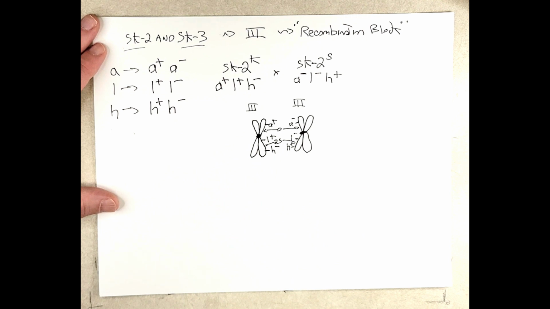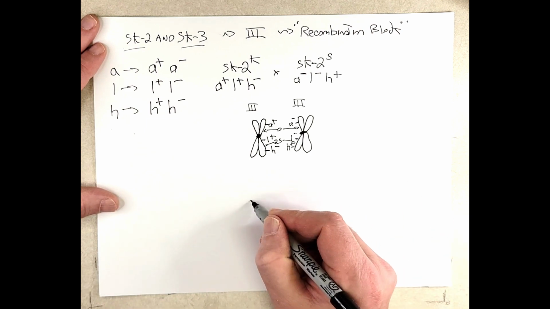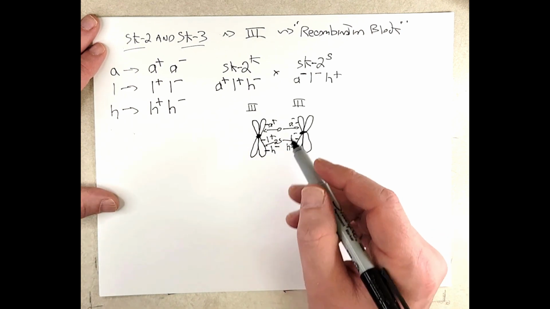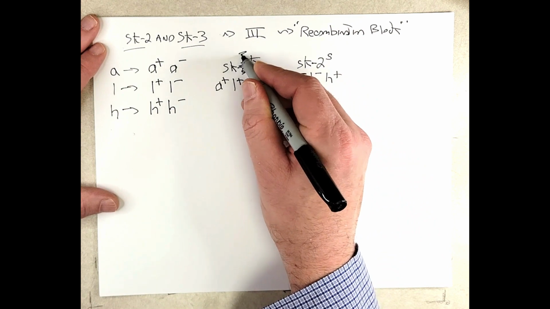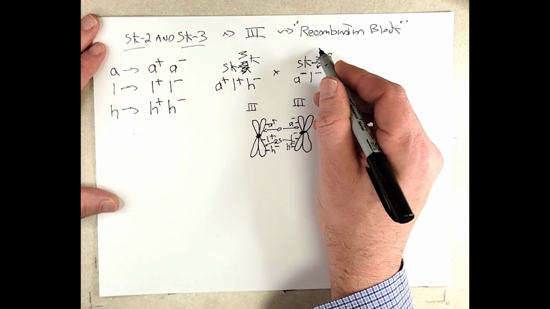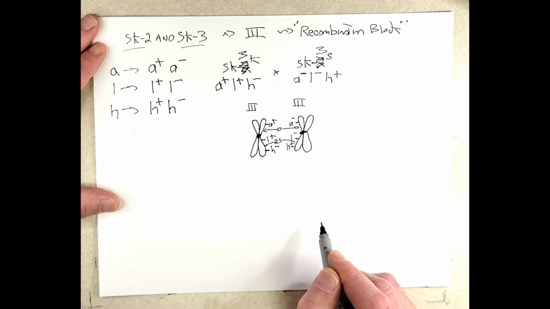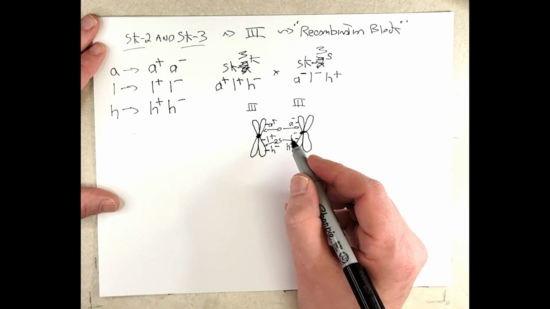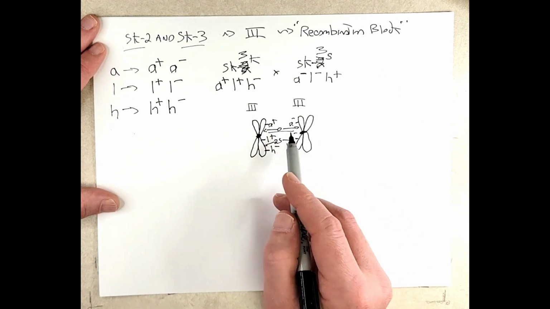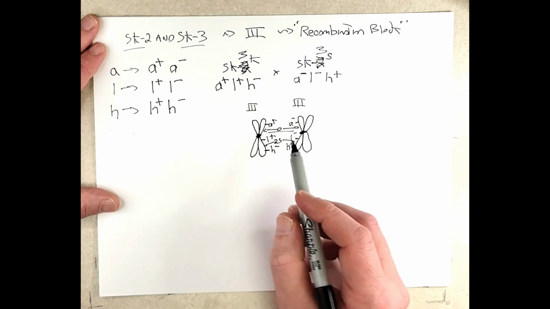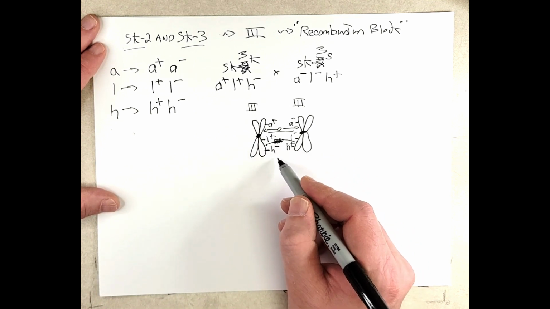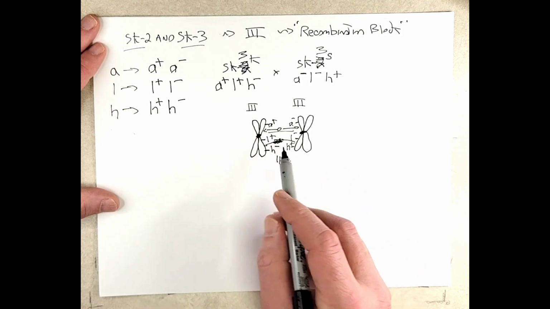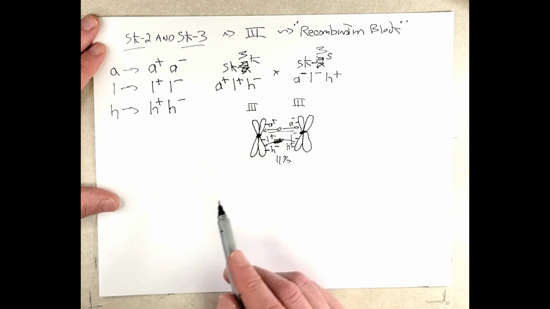They did the same thing with SK3. And so all we need to do is change this 2 to a 3 and this 2 to a 3. Everything else is the same. And what they found, again, was 0% crossing over between the A and the L. And they saw 11% crossing over between the L and the H.